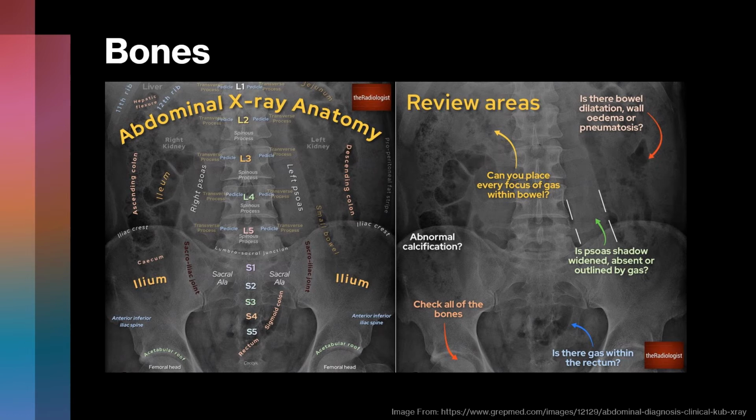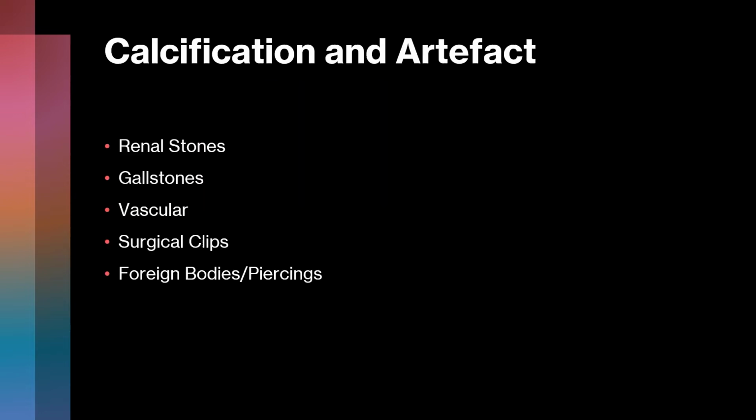The image on the right just shows you helpful areas to check to make sure that you don't miss anything when you're assessing an abdominal x-ray. Then you've got calcification and artefact. So you could have done the x-ray for renal stones or gallstones, and if these are radiolucent, they won't appear, but if they're radiopaque, then you will be able to see them on the x-ray. You might also see vascular calcification, as well as surgical clips or foreign bodies and piercings. And again, all of these can help guide you to a diagnosis.